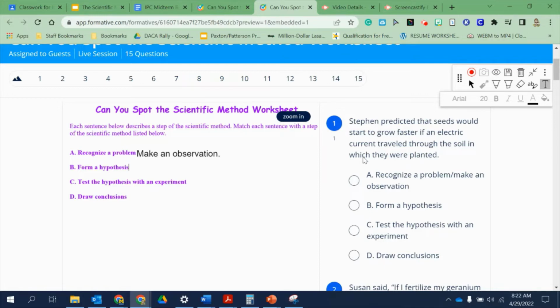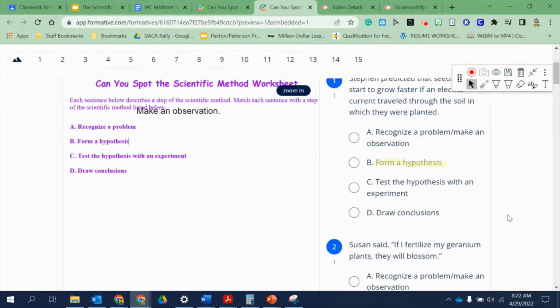So right there, it's telling me an if and then. It doesn't necessarily have the word then in here. It has the word if, but not then. But again, it's cause and effect. So for this one, the answer would be B, because he is making a cause and effect statement. If this happens, then this is going to happen. If I pass an electrical current through the soil, then the plants are going to grow faster. So that would be an example of B. Let's see the next one.